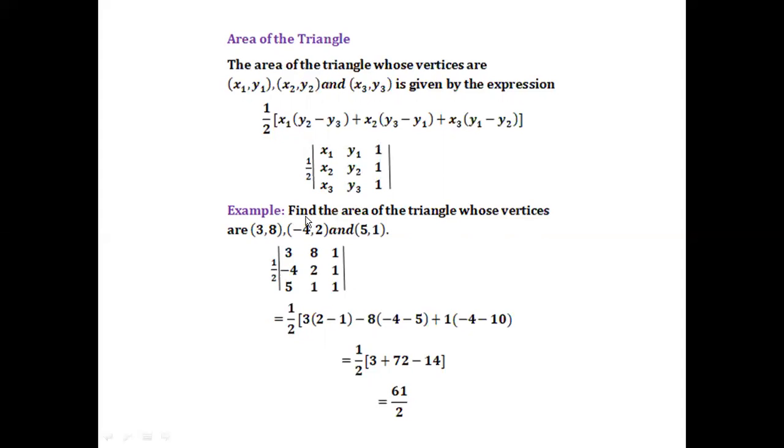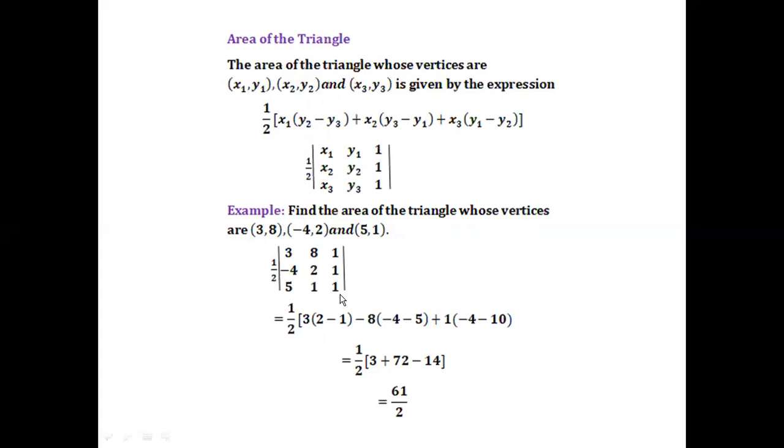Now example: find the area of the triangle whose vertices are given. Here 3 vertices of the triangle are given. Now we represent these vertices in determinant form. 1/2 keep as it is, x1, that is the first value, 3, x2 is -4 and x3 is 5. Now y1 is 8, y2 is 4 and y3 is 1. The last column 1, 1, 1 keep as it is.